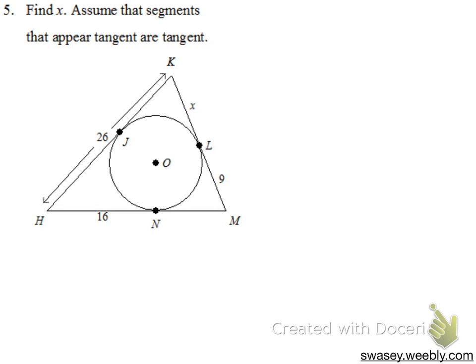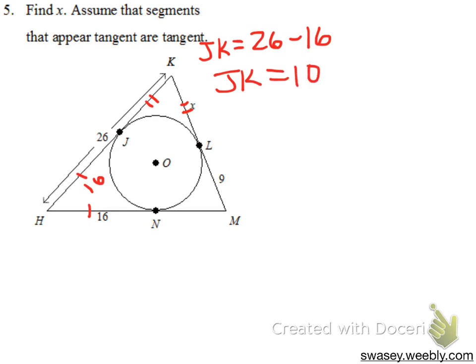Number 5, again, we're able to assume anything that looks tangent to be tangent. So that means if HN is 16, then HJ would have to be 16. JK would be congruent to KL. Alright, so if HJ is 16 and HK is 26, then JK is 26 minus 16. So JK is 10, and so JK and KL are congruent, so x has to be 10.